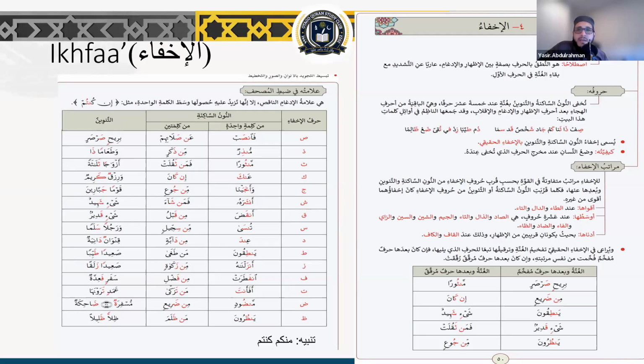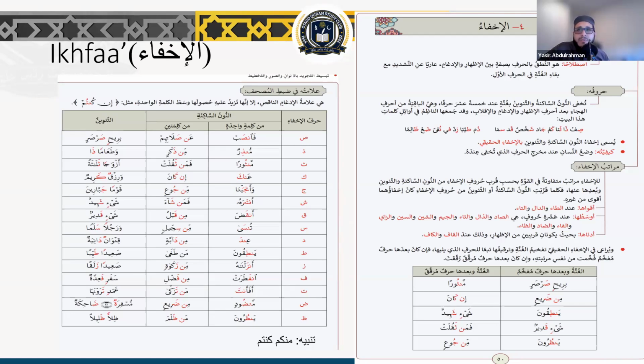There are specific different levels for the letters. So we said the qaf and the kaf are special. There's also another special case, which is the ta, the dal, and the ta. These three letters, the articulation point is very close to the noon. And if you do exactly what the rule says, it will be adhar as well for them, right? So we need to be very careful with these ones.